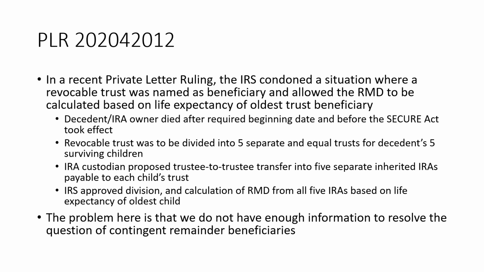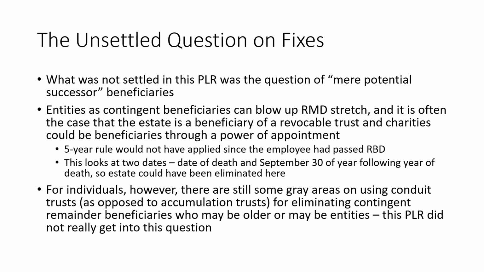So, as I mentioned, our big problem here, and where we have a knowledge and information gap, is in the question of contingent remainder beneficiaries. Within the regs, there's this often tossed around term that's not really well defined, and that's the definition of a mere potential successor beneficiary. Where that comes into play is the fact that entities can blow up the RMD stretch, and even an older beneficiary could do so as well.